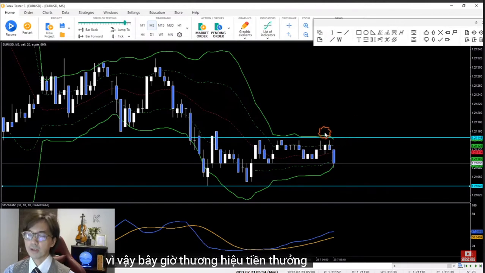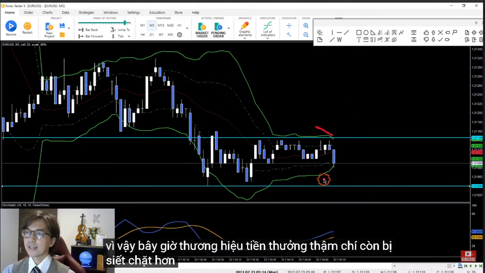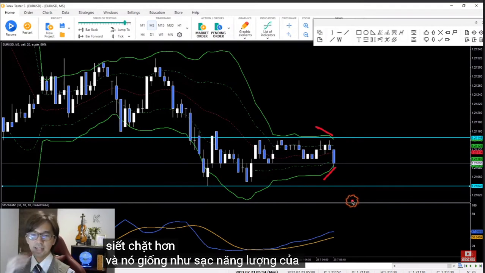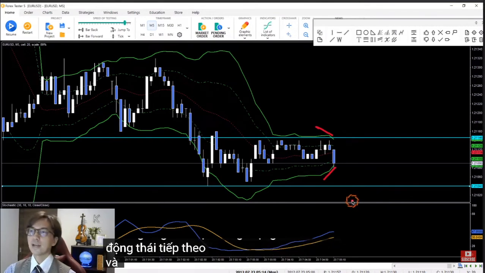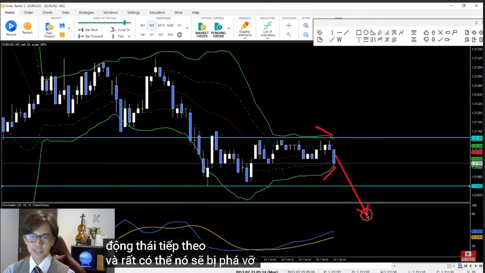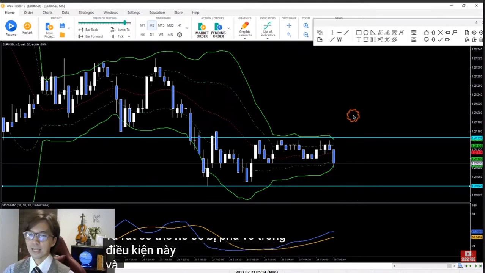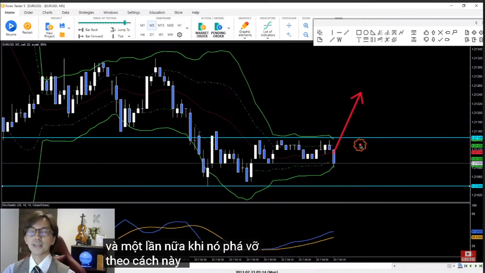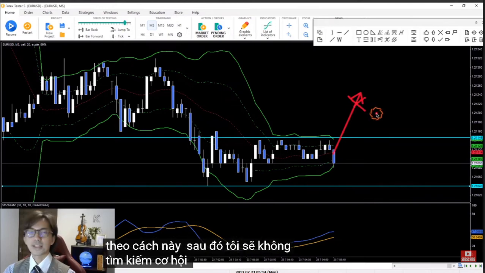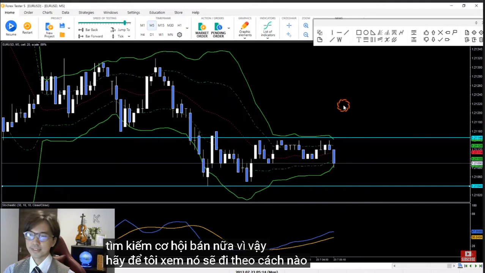So now the Bollinger Bands are squeezing even more, and it's like it's charging its energy for the next move, and most likely it breaks downwards in this condition. And once again, when it breaks up this way, then I won't look for the sell chance anymore. So let me see which way it goes.